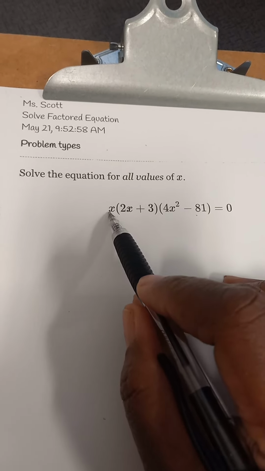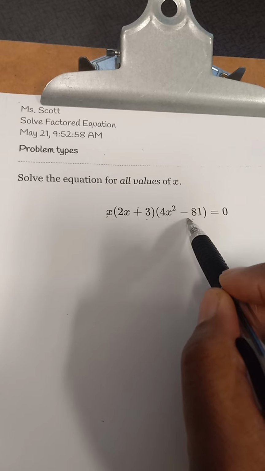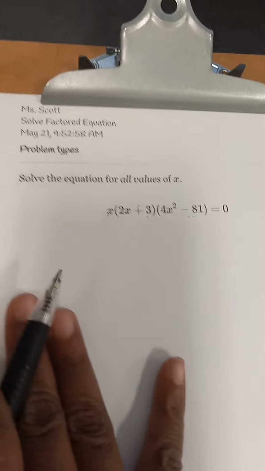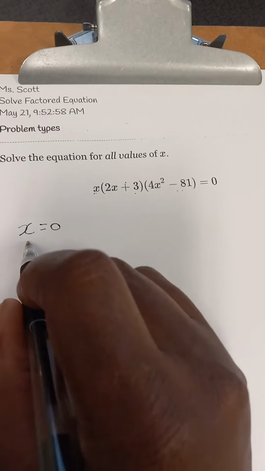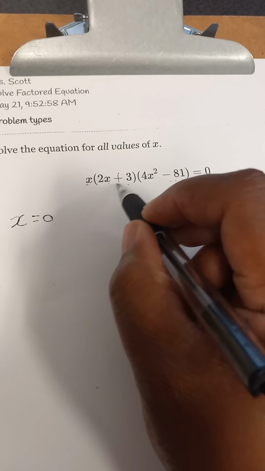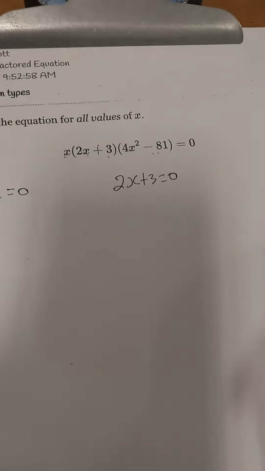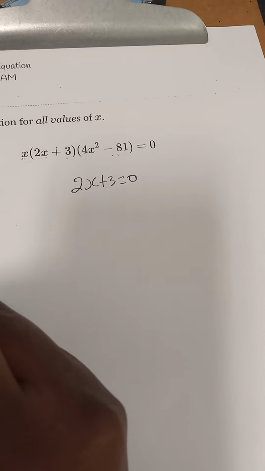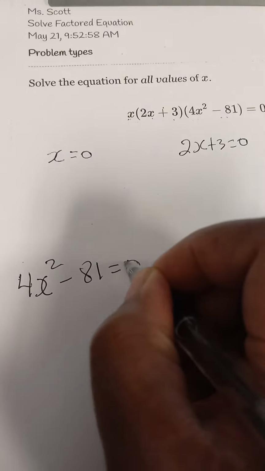So we're going to write x is equal to 0, 2x plus 3, we're going to set equal to 0, 4x to the second minus 81, we're going to set equal to 0, and then we're going to solve each equation. So for the first one, x, that's this x, is equal to 0. Then in the parentheses, 2x plus 3, that's going to be equal to 0. And hopefully I have enough space. 4x squared, I am going to put this right down here. So I'm going to put 4x squared minus 81, and I'm going to set that to 0.